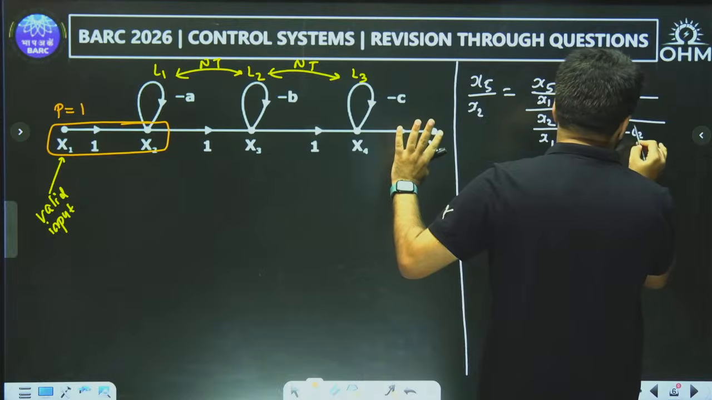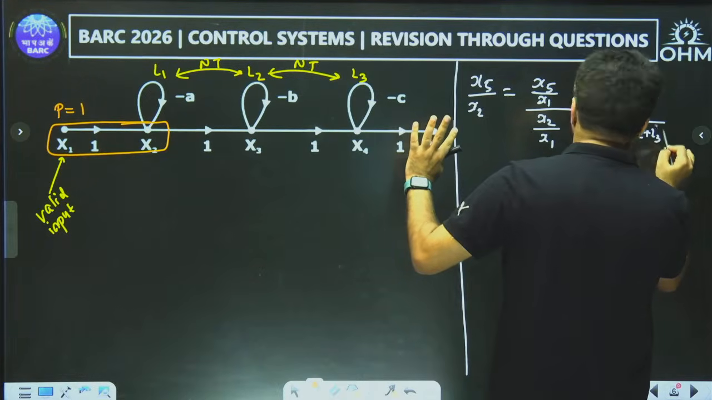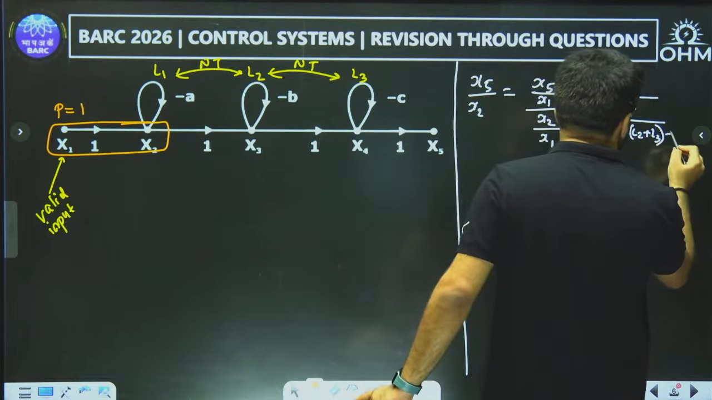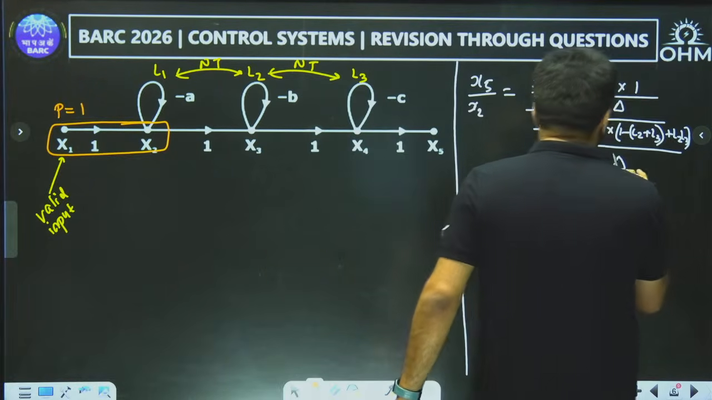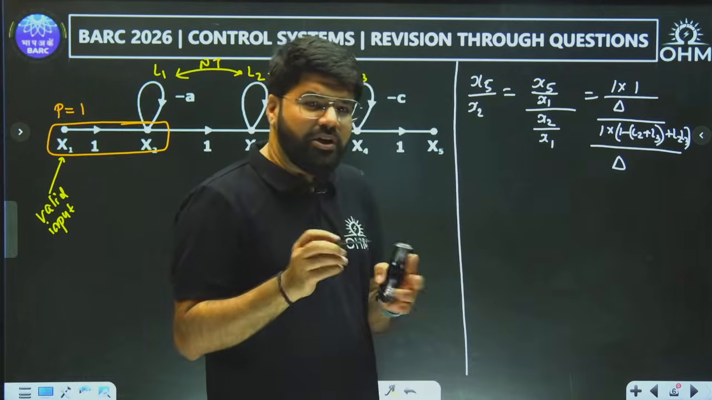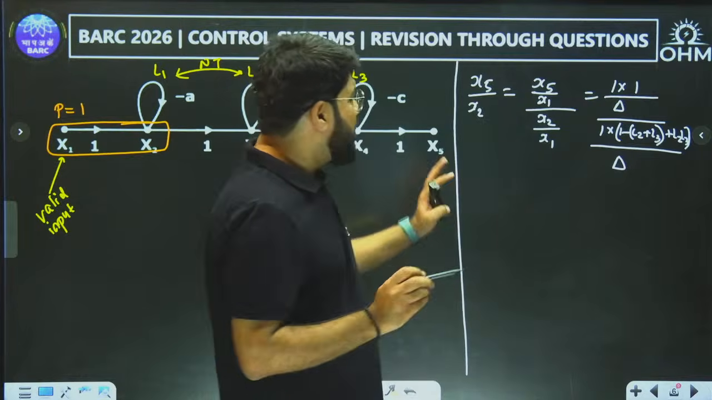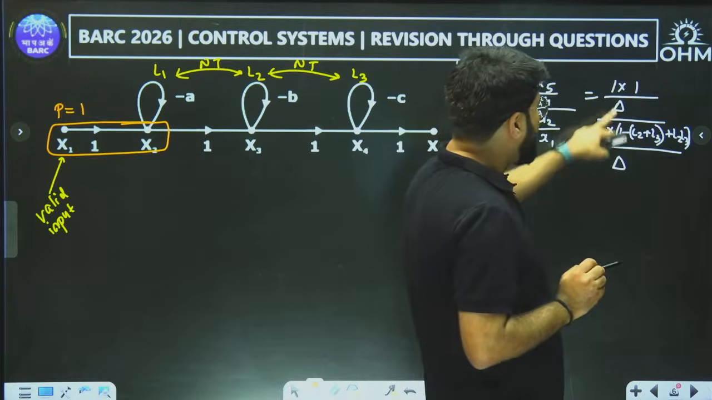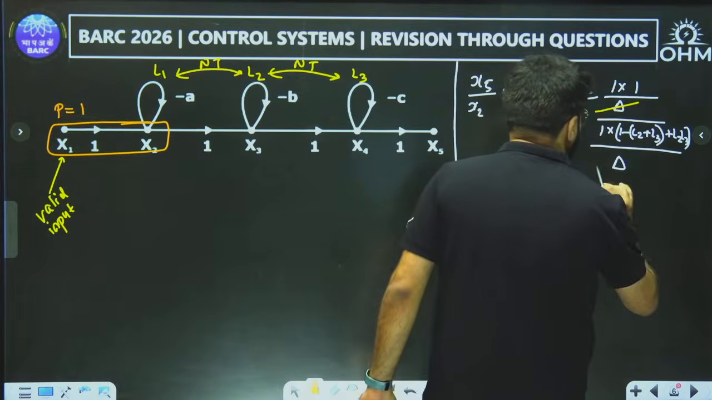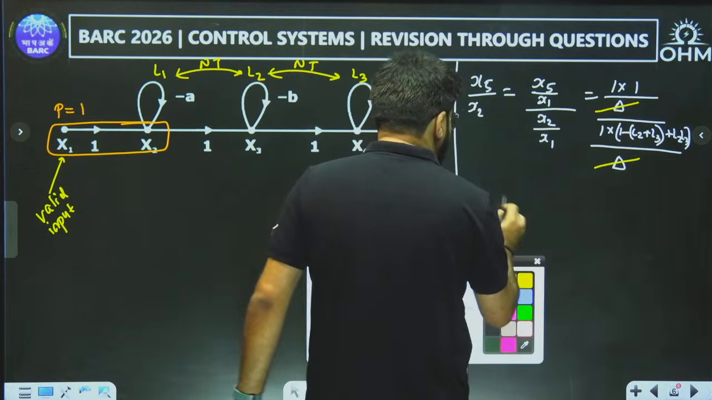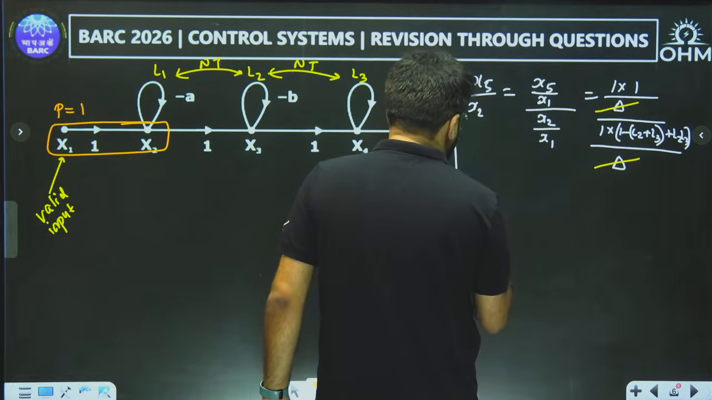So it is 1 minus (L2 plus L3), and L2, L3 are also non-touching, so even the product L2 L3 will come up, divided by delta. Now see, the graph determinant is the determinant of the entire graph, whatever input and output you take doesn't matter. That is why delta is not required here. It is going to be cancelled. Very clearly you should observe that this delta will cancel.